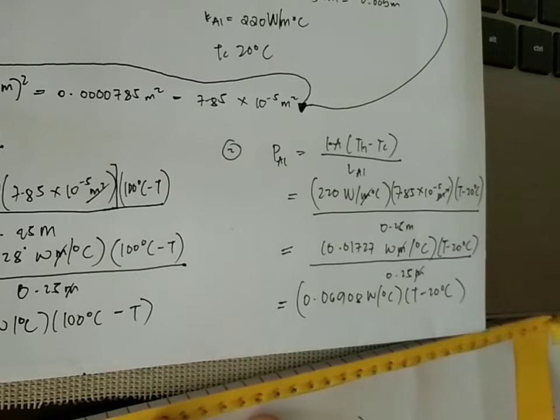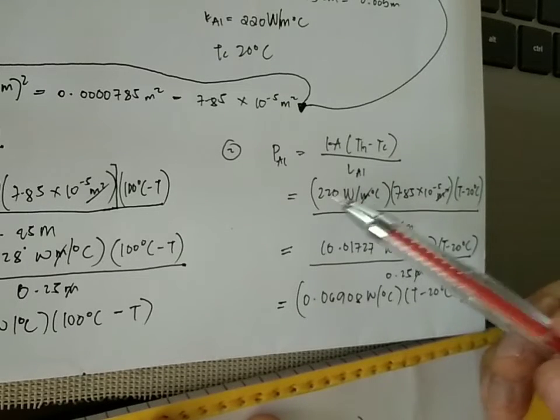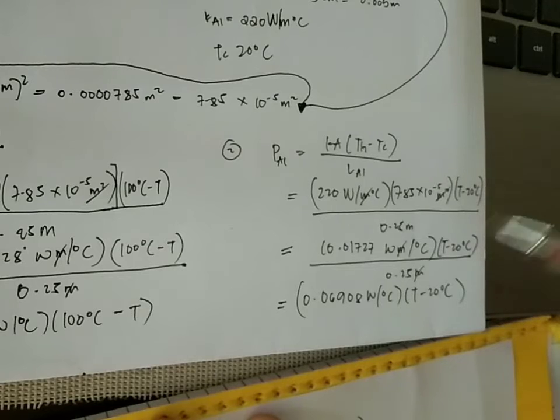So the thermal conductivity is 220 watt per meter degree Celsius multiplied by the area 7.85 times 10 to the power of negative 5 meters squared multiplied by T, which is the TH is the known, T minus the TC is equivalent to 20 degrees Celsius. So after that, multiply na ko ang thermal conductivity. Repeated lang siya, same as steel nga steps.